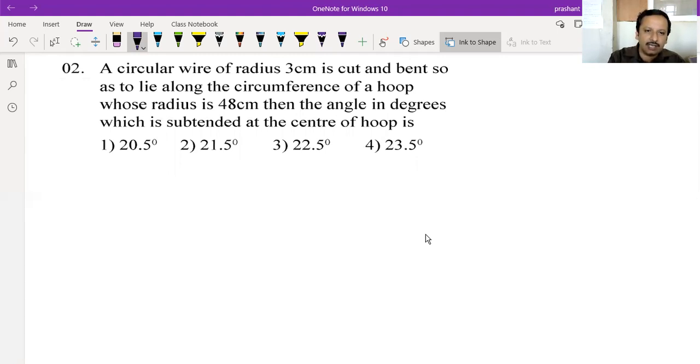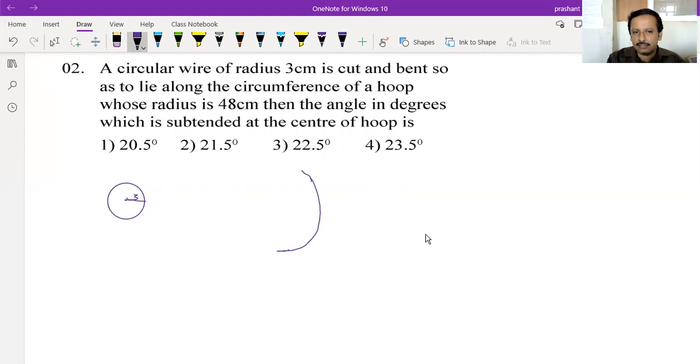Okay. So a circular wire of radius 3 centimeter. Let us say this is a circular wire of radius 3 centimeter. Now, this circular wire is cut. It is cut and bent so as to lie along the circumference of a hoop. So this is cut and bent in this way. So this wire is cut and bent so as to lie along the circumference of a hoop. So this is the circumference of a hoop.